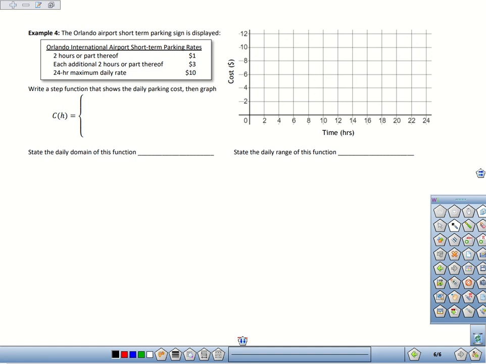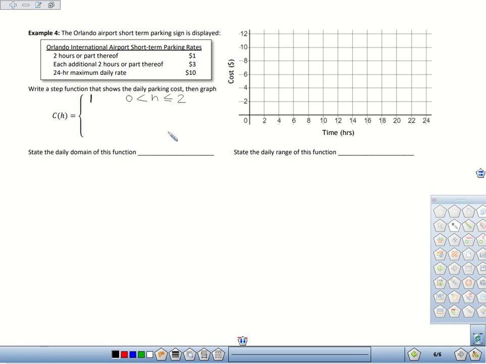So let's look at what the function is going to look like. It's going to be a step function, okay? So for the first, it's going to be $1. We know we're going to pay $1 because cost is a function of y. Okay, it's the y. Cost is the y. Time is the x. So it's going to be $1 if you park anywhere from no hours at all up to 2 hours.